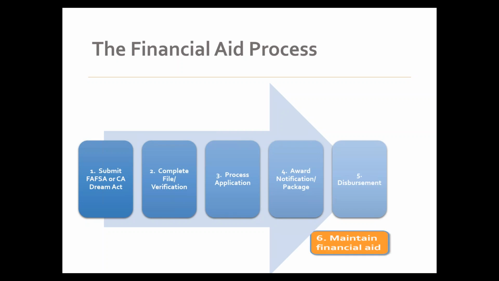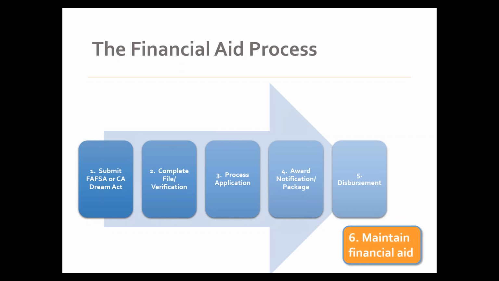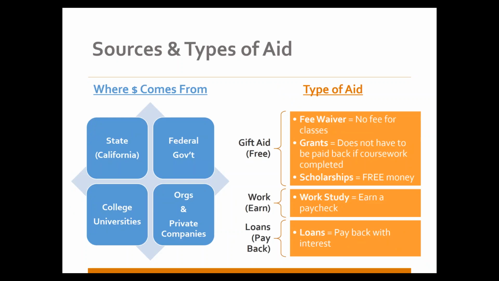And then the last piece here that we know is really important is youth have to maintain their aid, which usually means maintaining satisfactory academic progress and not accruing student debt. And so you have to do this every year. You submit your FAFSA every year that you're going to attend school. And so today, we're just going to talk about this first step, submit the FAFSA or the California DREAM Act. And on the March webinar, we'll go over all of the steps that come after, including how to support youth in maintaining their aid. So I'm going to now pass it over to Tanae to take us through the sources and types of financial aid.